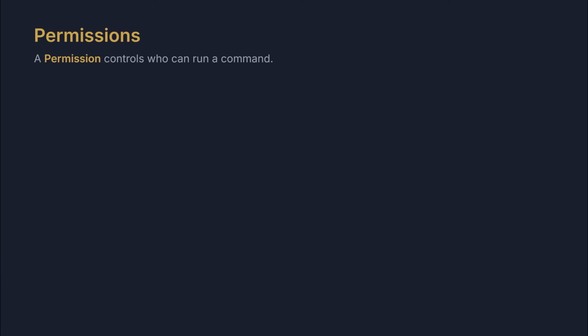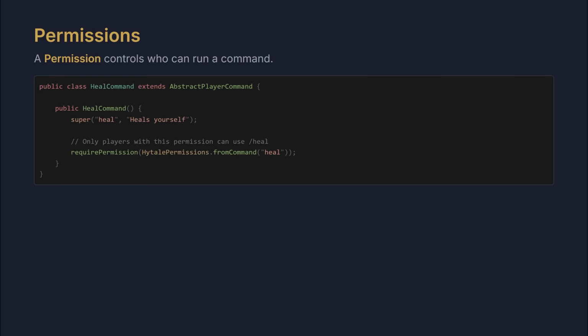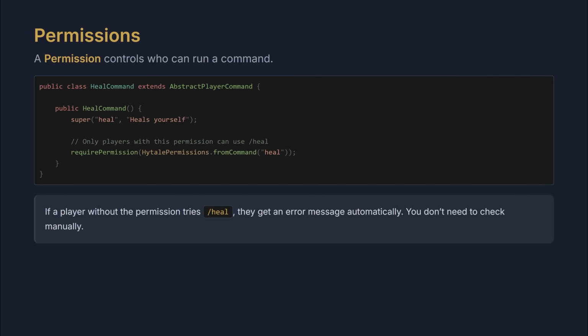So a permission controls who can run a command. We can define a permission inside the constructor of our command itself. So if a player without the permission tries /heal, they get an error message automatically. You don't need to check manually. And that's a very, very elegant design of the Hytale API with this Hytale permissions class.